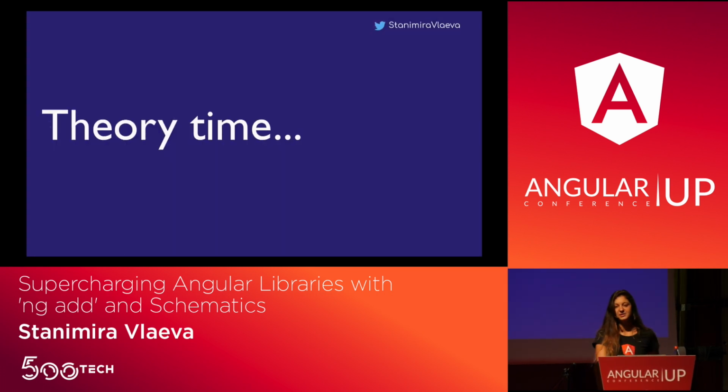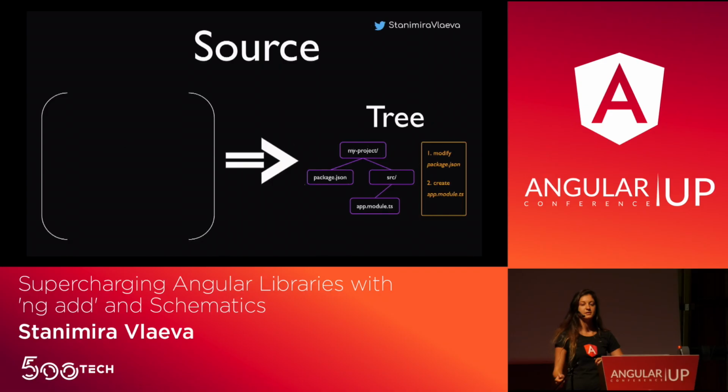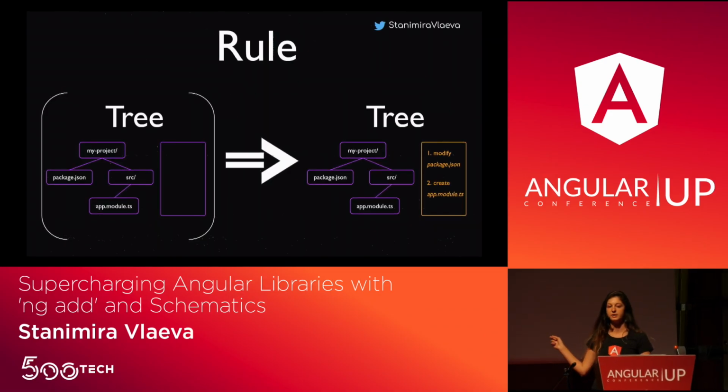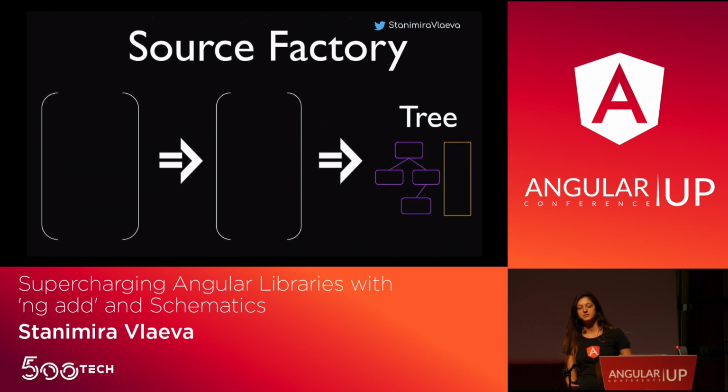So let's go back to the theory. We already know about factories and rules, but there are also sources. As you see, we have rule, we have source. You see the difference. The source is something that creates and returns a tree, but doesn't have a base. And we also have source factories, which is a function that takes nothing, or it can also take some things, and returns another function, the source. It's lovely. And in the end, we have tree with actions.